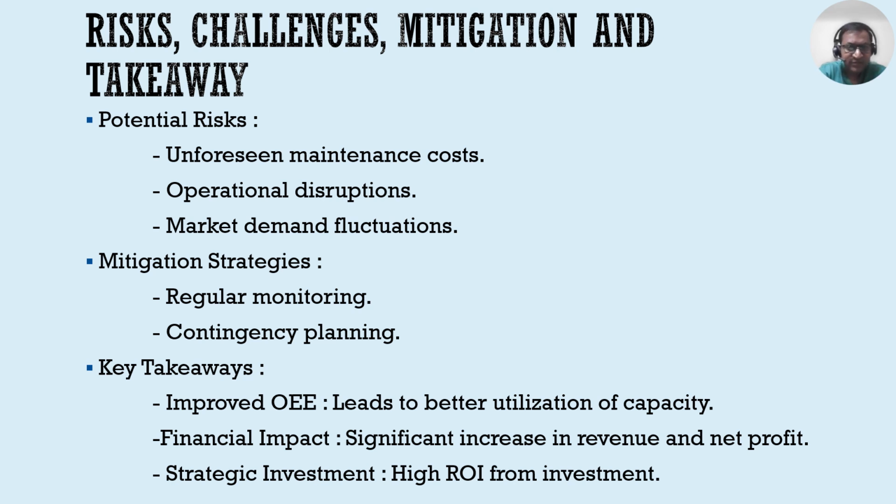Few key takeaways. Improved OE leads to better utilization of capacity. Financial impact: significant increase in revenue and net profit. Strategic investment: high ROI can be achieved from targeted maintenance and automation. Final conclusion: OE improvement through maintenance and automation drives substantial financial benefits. The company needs to prioritize OE initiatives to achieve operational and financial excellence. This is a very short introduction of the linkage between OE and financial KPI.